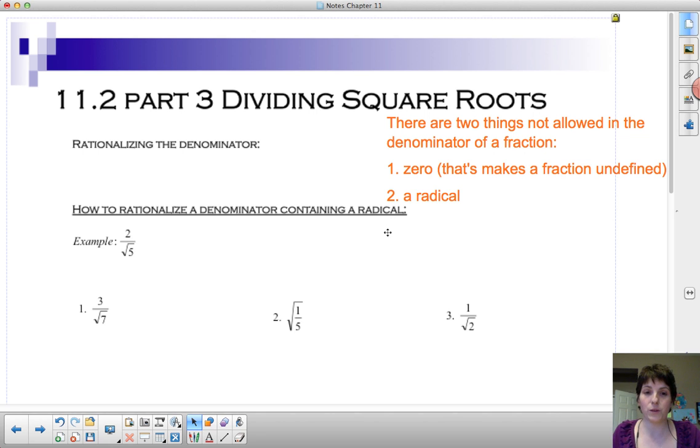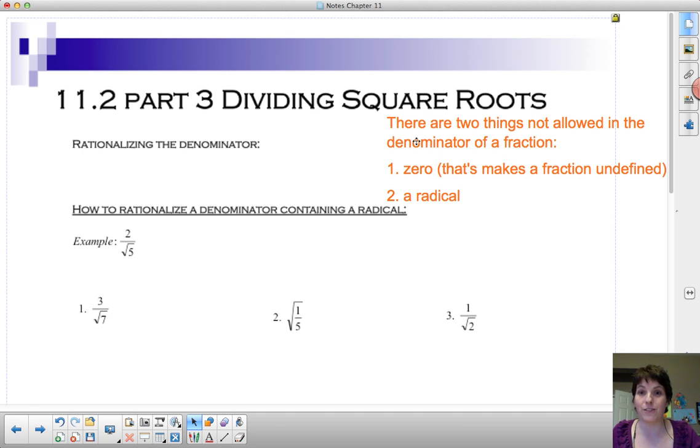So in 11.2, we've already done adding, subtracting, and multiplying. And the last thing we have to cover is dividing. So before we even start talking about dividing, we need to talk about fractions, because that's all dividing really is: fractions. And the first thing I need to remind you of, or well, the first one is a reminder, the second one is a new one.